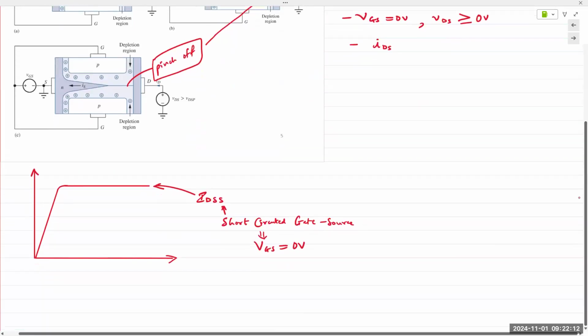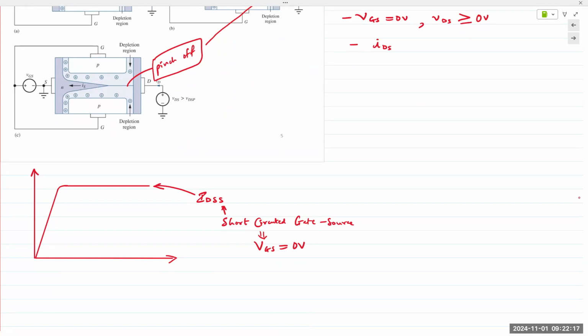Right now, we're looking at the maximum value. Okay, so VGS is 0. In the previous slide, we saw what happens when VDS was 0. Now we are looking at the case where VGS is 0. And when VGS is 0, the value of the current that you obtain is the maximum current that can flow through the JFET. So you're looking back, not forward, if that makes sense. This is the maximum current that can flow through the JFET.